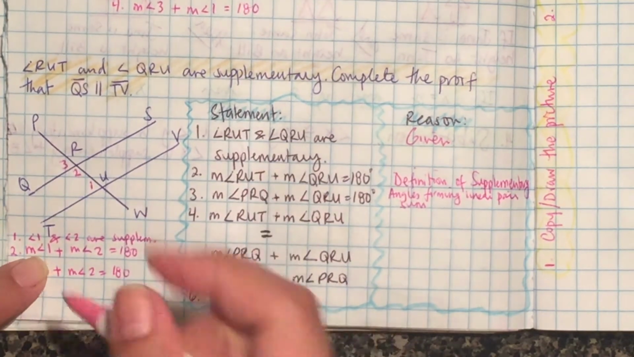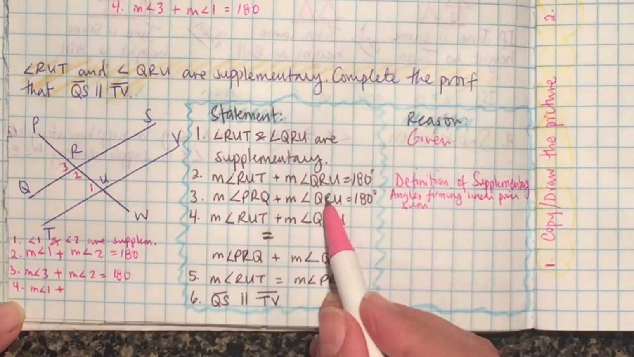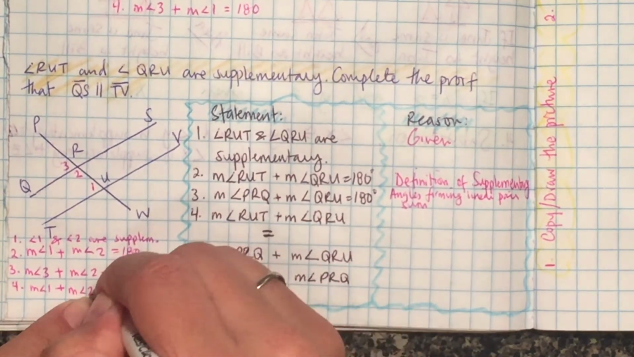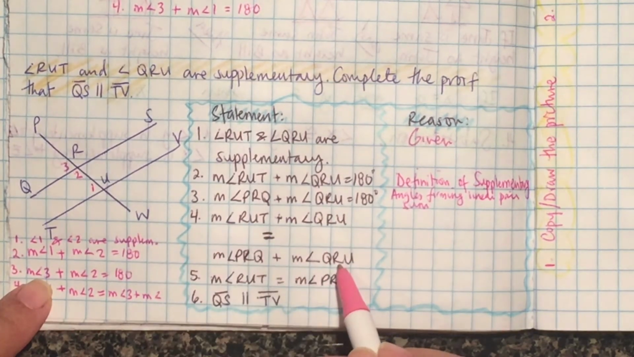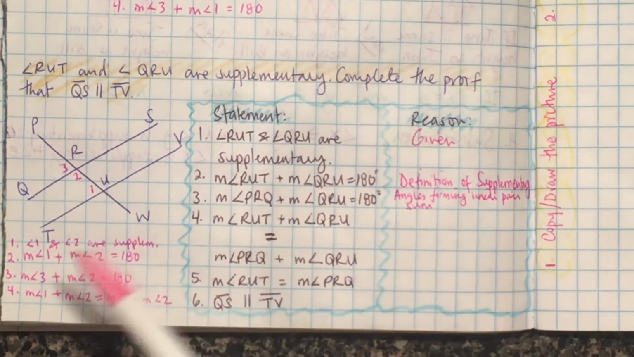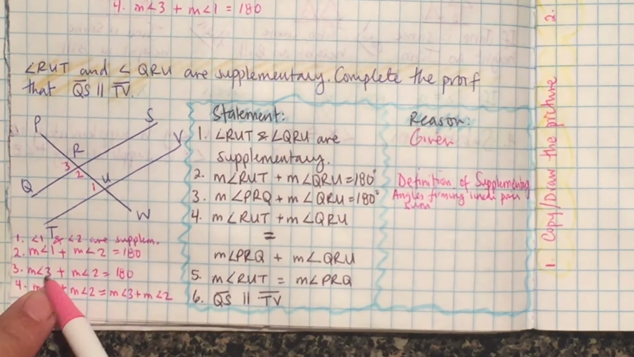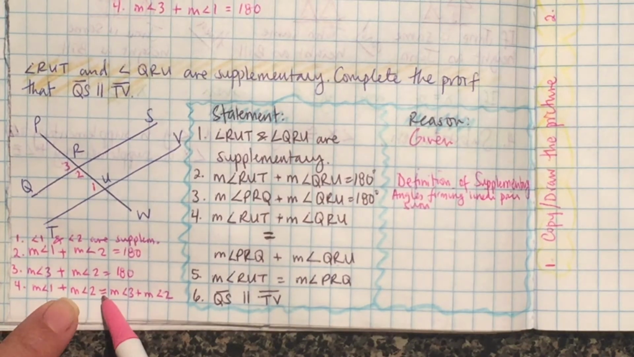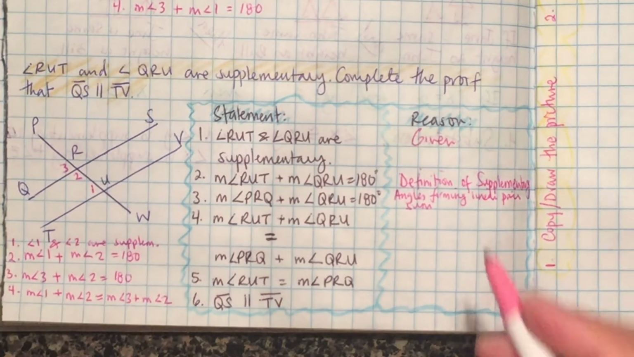Alright, measure of RUT, which we've already used as 1, so measure of angle 1, plus the measure of QRU, which we've already used as 2, equals measure of PRQ, which we used as 3, plus QRU, which we've used as 2. Alright, so measure of 1 plus 2 is 180, and 3 plus 2 is 180. So we're going to transfer that and conclude that the measure of 1 plus 2 is the same as measure of 3 plus 2 because they're both equal to 180. So that's a transitive property.